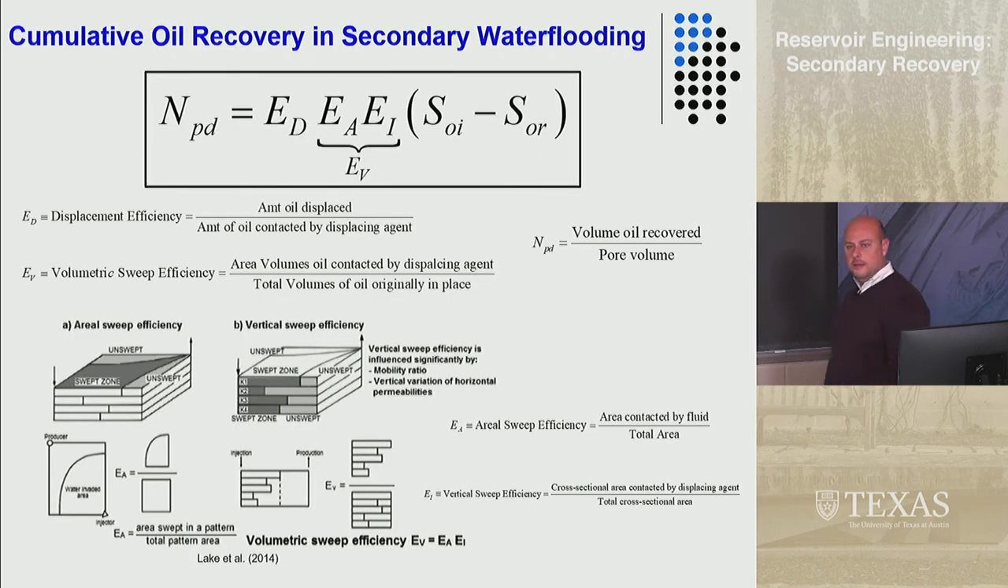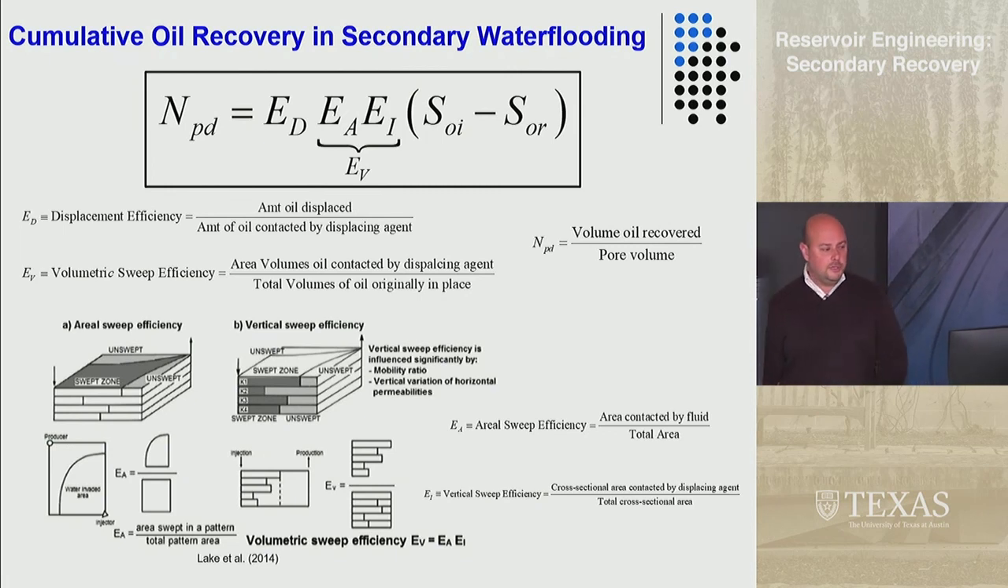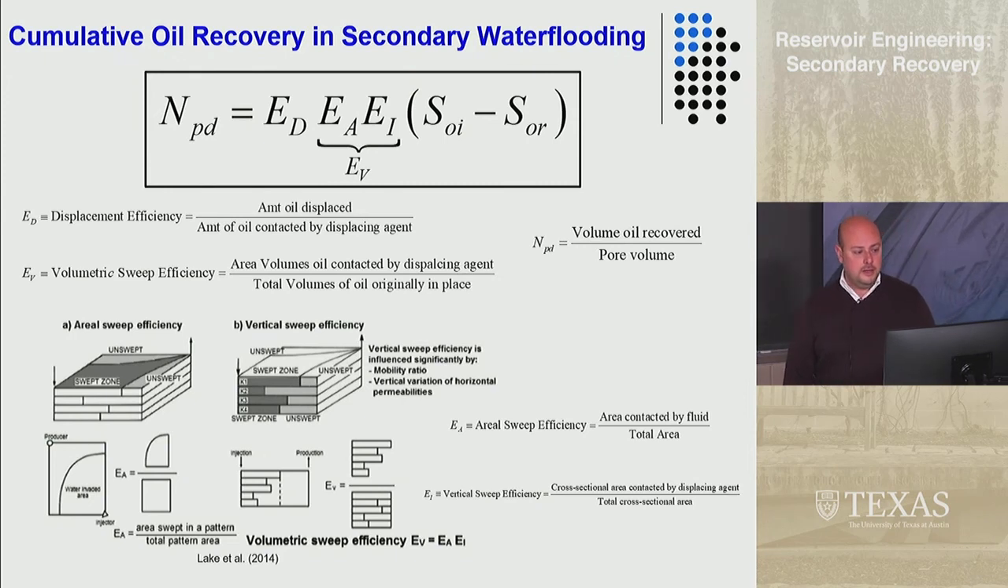But more generally, and I think this is a slide I will show many times, at the beginning of each of the next few chapters, it says that the cumulative oil recovery, and we use a dimensionless recovery, NPD, is the volume of oil recovered, so barrels or cubic feet, divided by the pore volume of the reservoir, so barrels or cubic feet. So it's dimensionless. That number is going to be greater than 0, less than 1, and it's going to be equal to what I have written on the right-hand side.